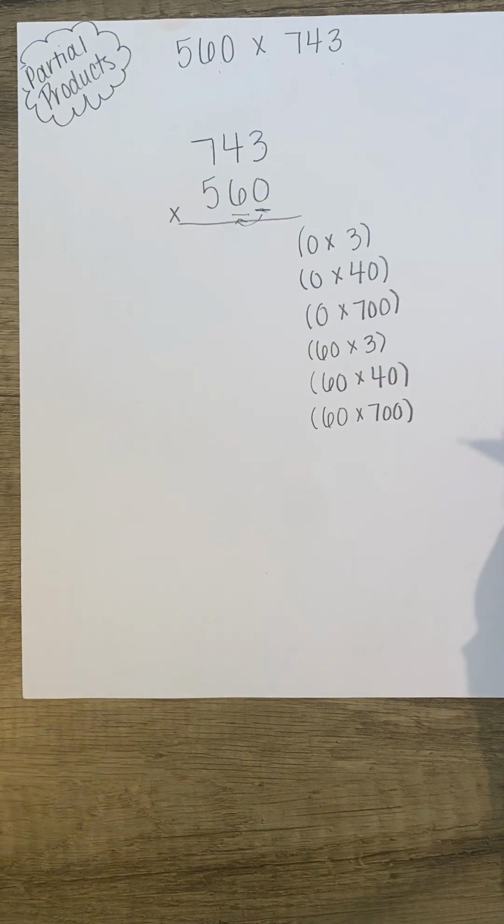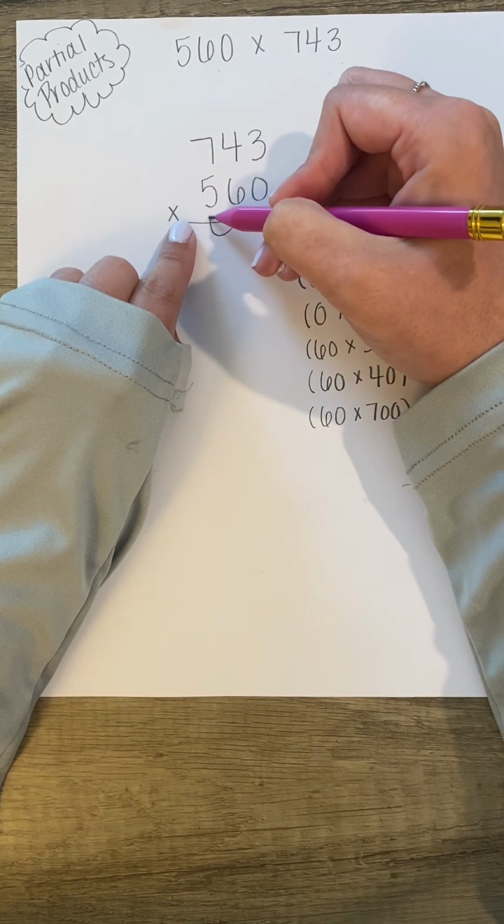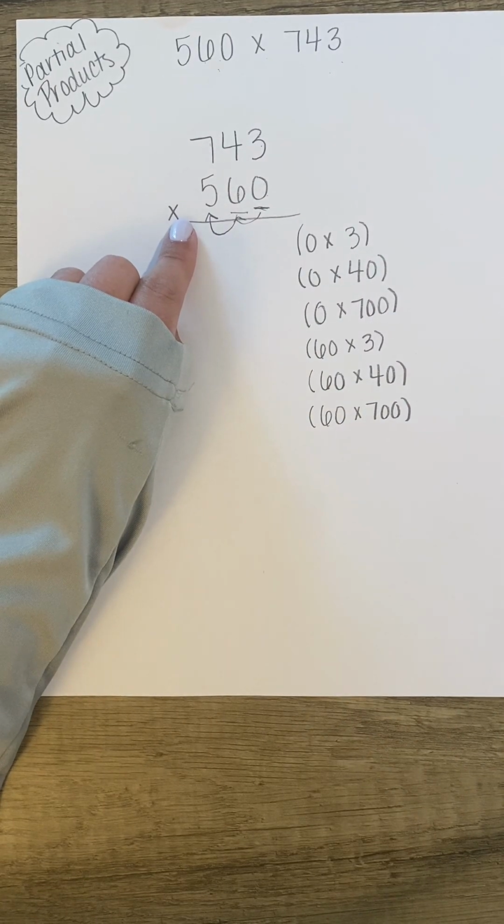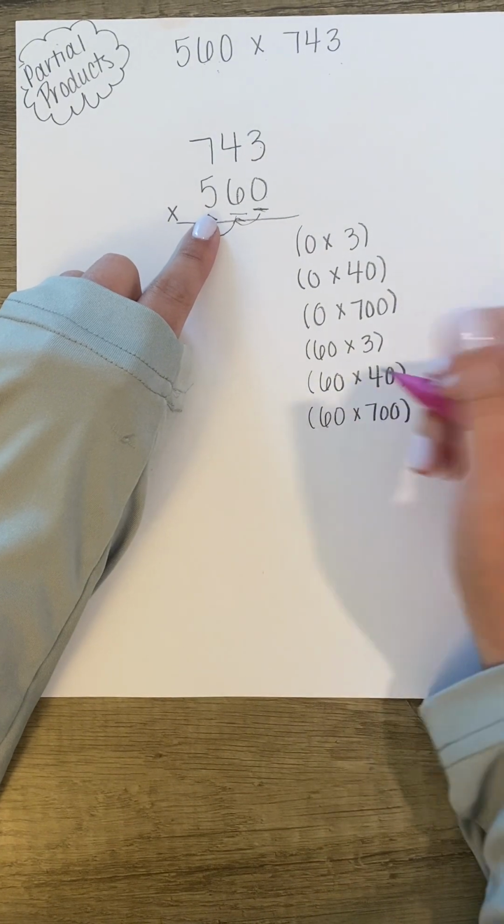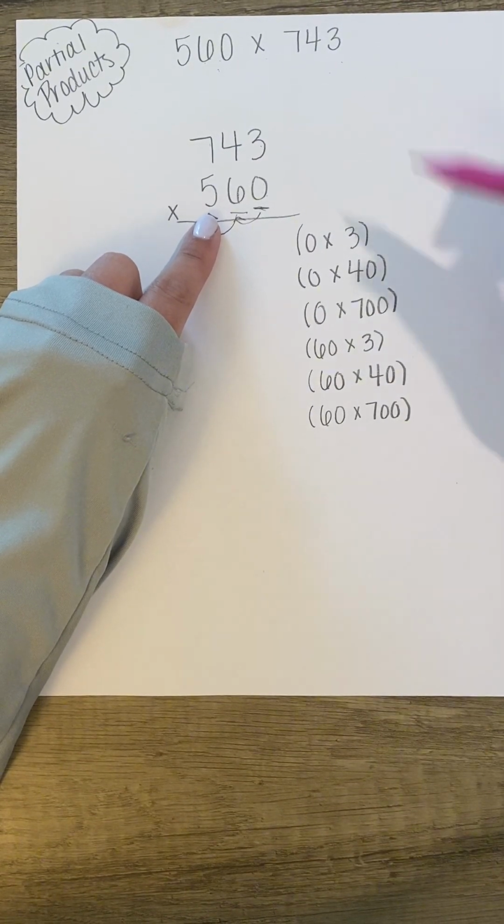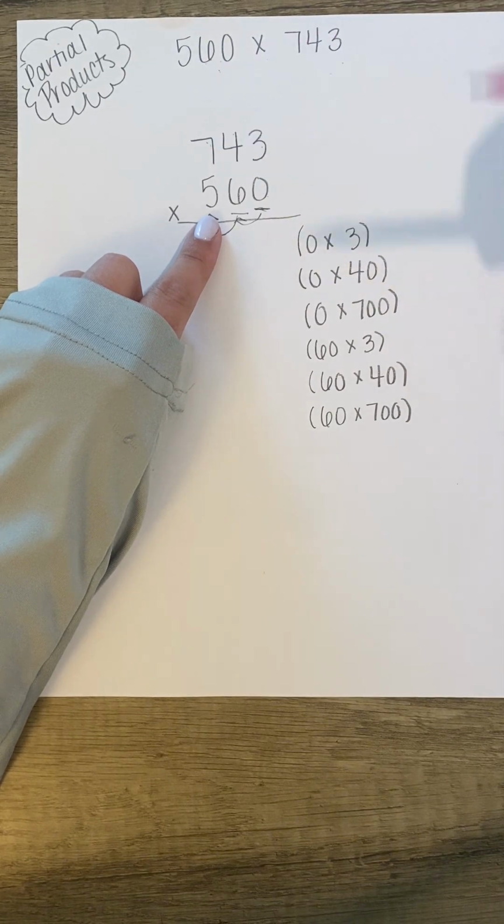Our third and last group of partial products is going to be this 5. So once we're done with the 6, we move to the 5, just like in standard algorithm, except it's not a 5 that we're working with. It's going to be a 5 in the hundreds place, so 500. And just like with the other ones, we're just going to multiply it by 3, 40, and 700.